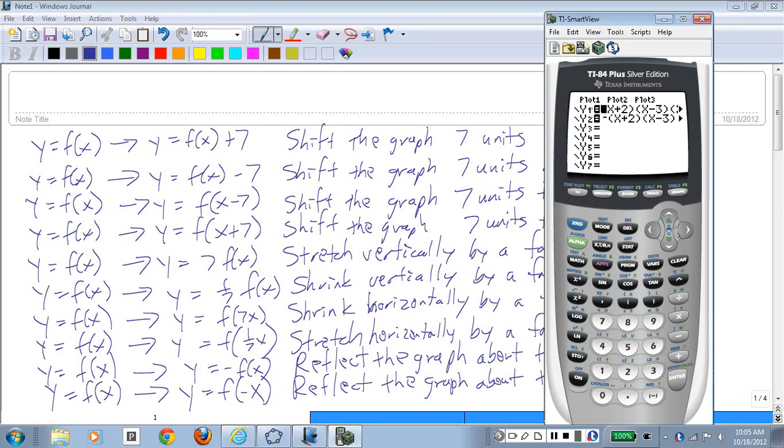Y equals, delete the negative sign from in front, but insert a negative sign in front of each of the three x's. Insert a negative sign there, and there, and there. Substitute negative x for x wherever we see an x, changes the signs of all the x coordinates, and it should give us a y-axis reflection. Let's see if it does.